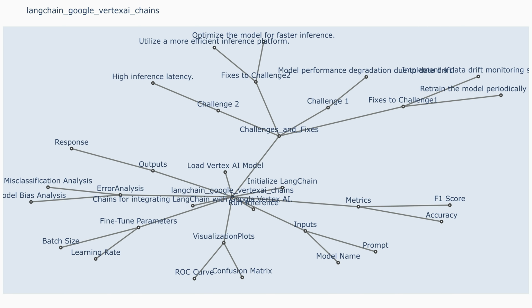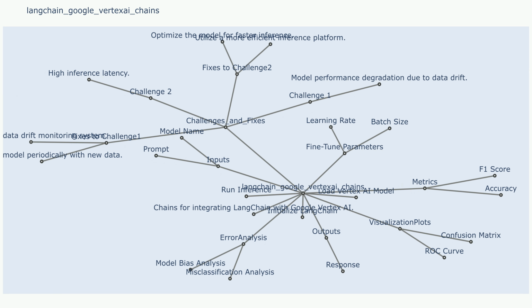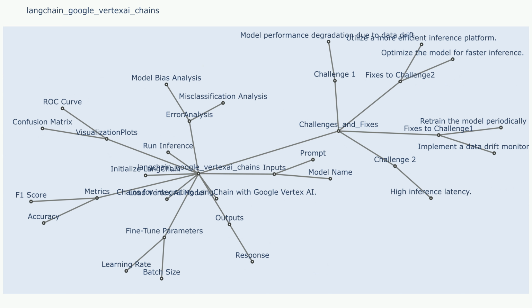LangChain Google Vertex Chains. Description: LangChain Google Vertex AI chains are specialized chains designed to seamlessly integrate LangChain's powerful capabilities with Google's Vertex AI platform. These chains leverage Vertex's advanced AI and ML services to enhance LangChain workflows, enabling users to perform complex tasks involving language understanding, generation, and reasoning, all powered by the cloud-based infrastructure and scalability of Vertex AI. Inputs. Input 1: textual data.